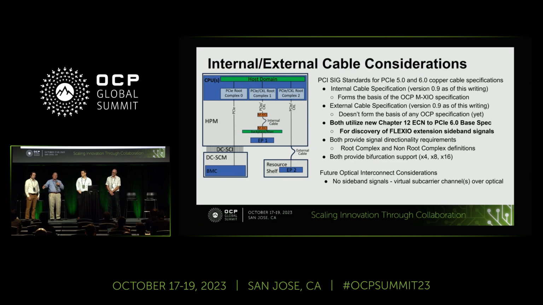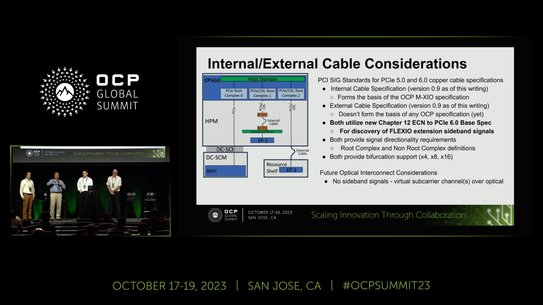So if you look at the standards today, there are actually 2 copper cable standards coming out of the PCI-SIG electrical group: the internal spec, which is currently at 0.9, and the external spec for the external copper connections based off of CDFP today. It's the next edition of CDFP cables. These are both at 0.9 right now, and they're very synergistic in providing signal directionality requirements with the notion of a root complex and an endpoint side, or non-root complex. They both provide equivalent bifurcation modes by 16, by 8, by 4. So they're all very common in that regard.